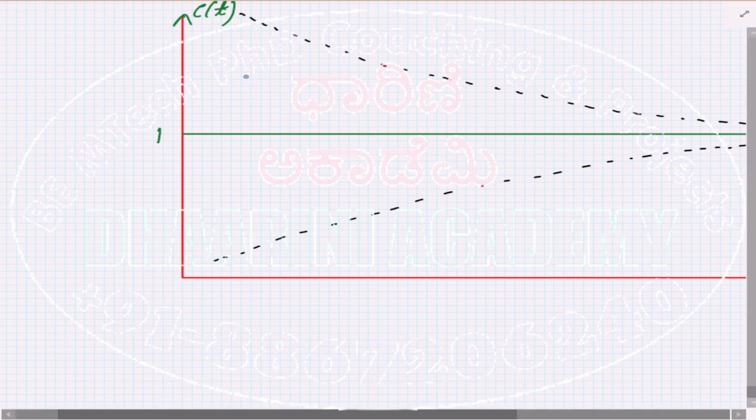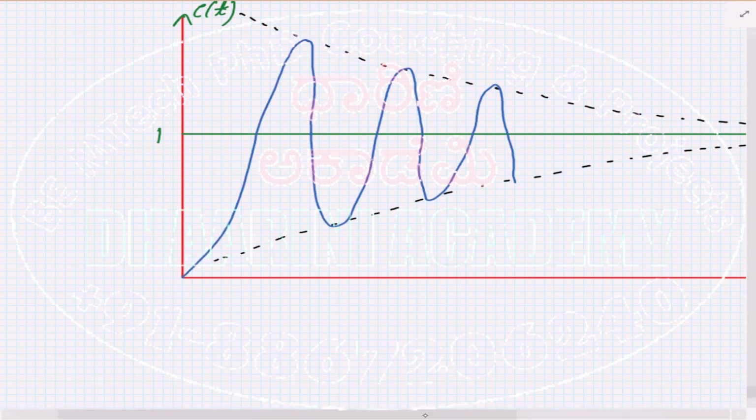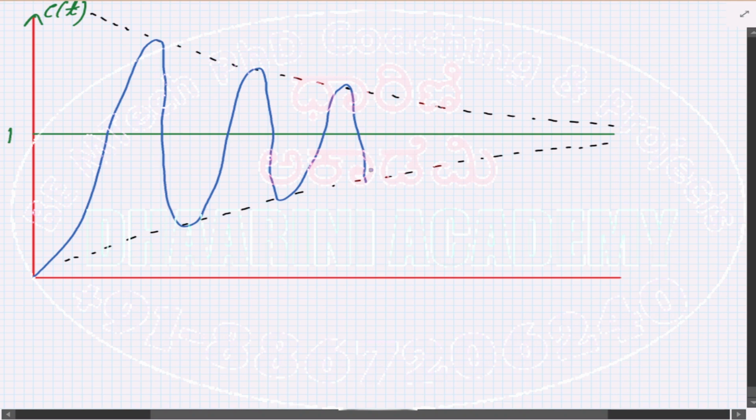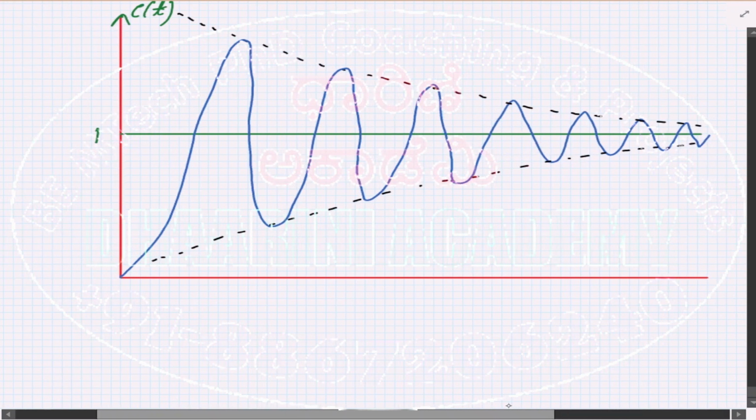The one which I'm plotting now actually goes like this, comes down, goes up, and like this. All right, so this is what is the case.